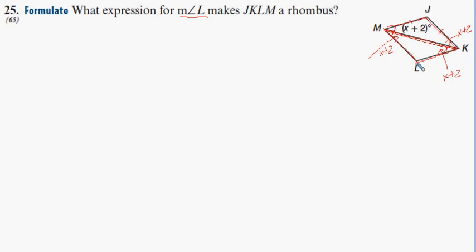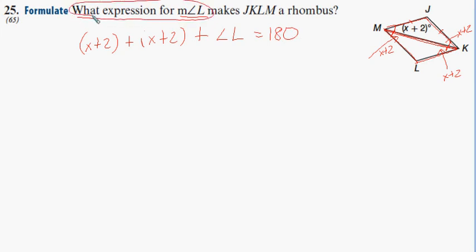We know that the sum of the angles in a triangle is 180, so we can say that x plus 2 plus x plus 2 plus angle L, which we don't know, all has to equal 180, right? So what's the expression for the measure of angle L? Let's get angle L by itself, and we're going to have an expression that represents what it should be in order to be a rhombus.